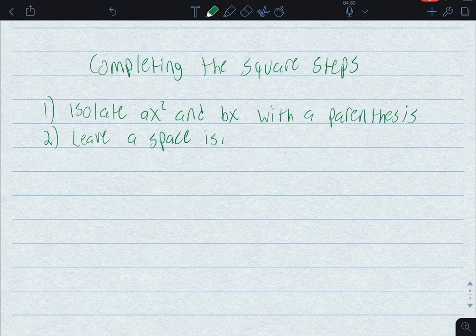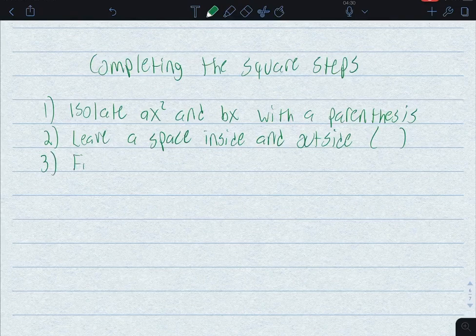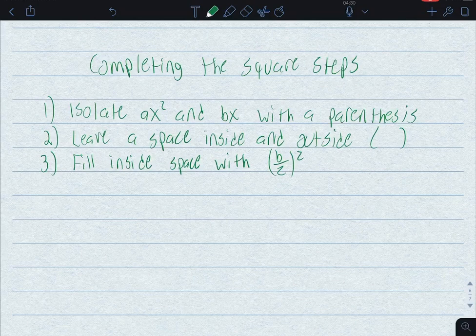inside and outside the parentheses. Outside the parentheses. Step three is going to be fill inside space with b over 2 squared.